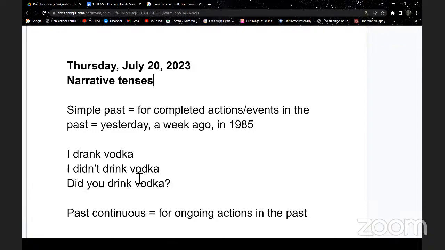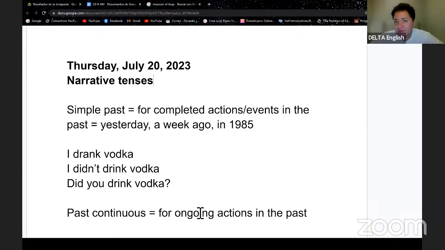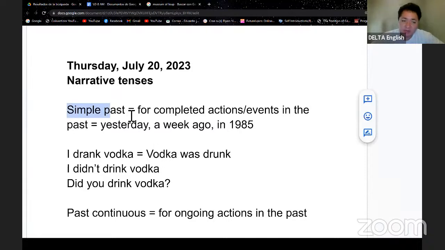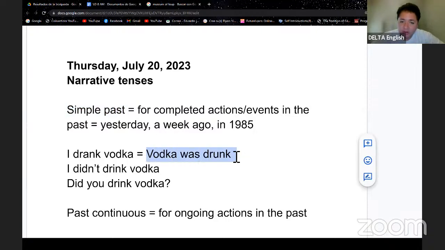Not sure. Okay. Some of these sentences, you can make them passive. So what you're going to do is transform these sentences into passive. For example, in passive voice, I drank vodka would be vodka was drunk. I didn't change the tense. It's still simple past, but now it's in passive voice. Vodka was drunk. El vodka fue bebido, right?